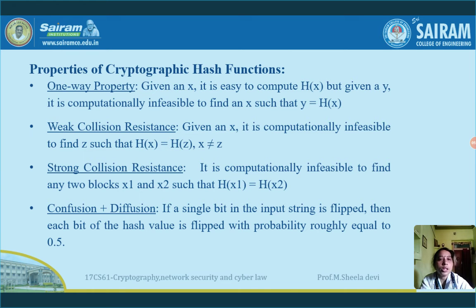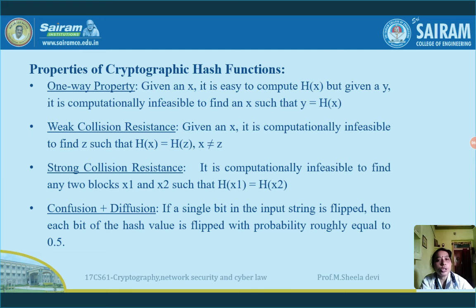It is computationally infeasible to find any two blocks x1 and x2 such that h of x1 is equal to h of x2. See, you cannot even take two different messages and get the same hash value. That is called strong collision resistance. For two different messages you will never get the same hash values. It is not possible to get the same hash value for two different blocks x1 and x2. This is what strong collision resistance says.